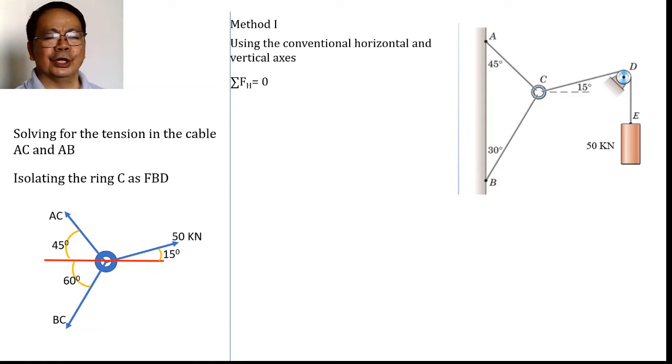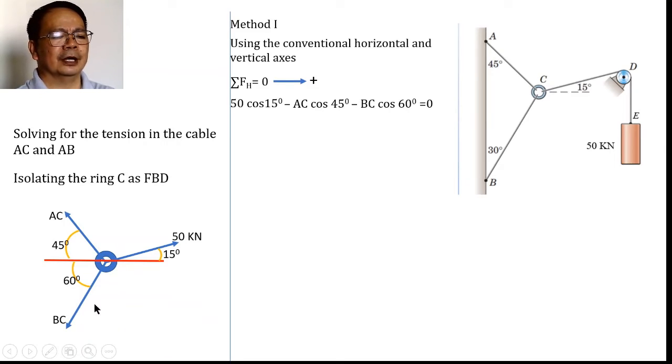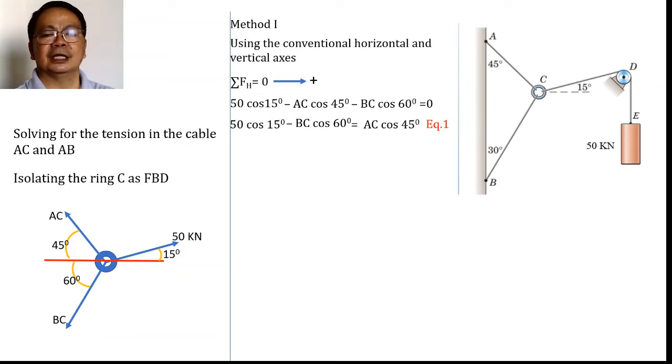So paano ba yun? So we are using summation of force horizontal equal to 0, and we treat rightward direction of the force as positive. So when we apply that equation, we have here the horizontal component of this, which is positive. That is 50 cosine of 15 minus AC cosine of 45 minus BC cosine of 60 shall be equal to 0. Instead of substituting right away the value of the cosine, I would simplify it by transposing AC to the right hand side of the equation, so that 50 cosine of 15 minus BC cosine of 60 shall be equal to AC cosine of 45. Let us imagine that that is our first equation.